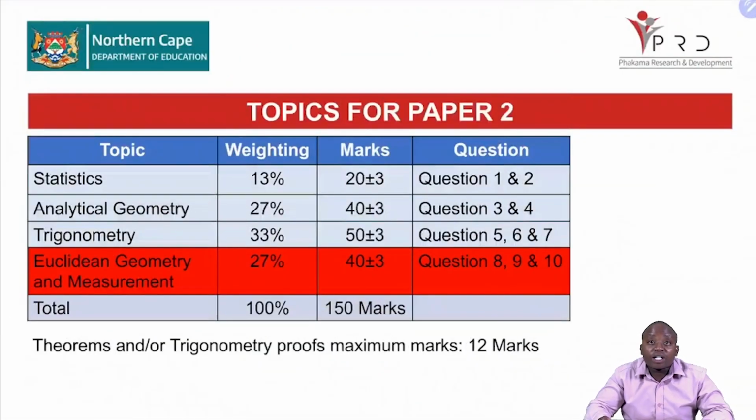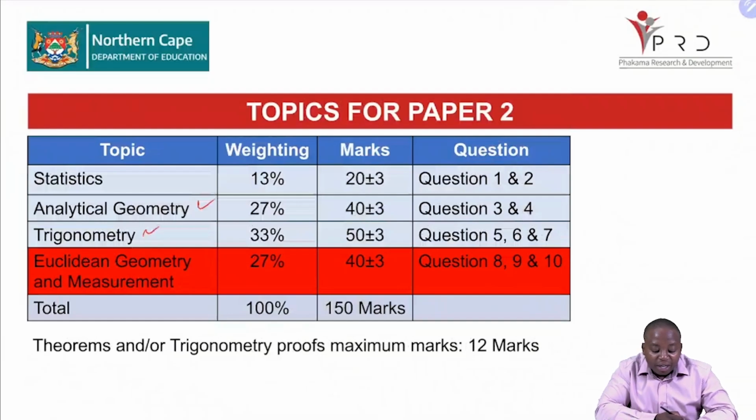Now, this is our structure for paper 2. And you must be familiar with this structure. Remember, this is the structure we're going to use for a full-blown exam where we are having our prelim and the final examination. But then for the June exam, analytical geometry is going to form part, trigonometry is going to form part, and Euclidean geometry and measurement is going to form part. So it is only statistics that is not going to feature in our June examination. So as we can see, all of the three main topics will be forming part of our examination.